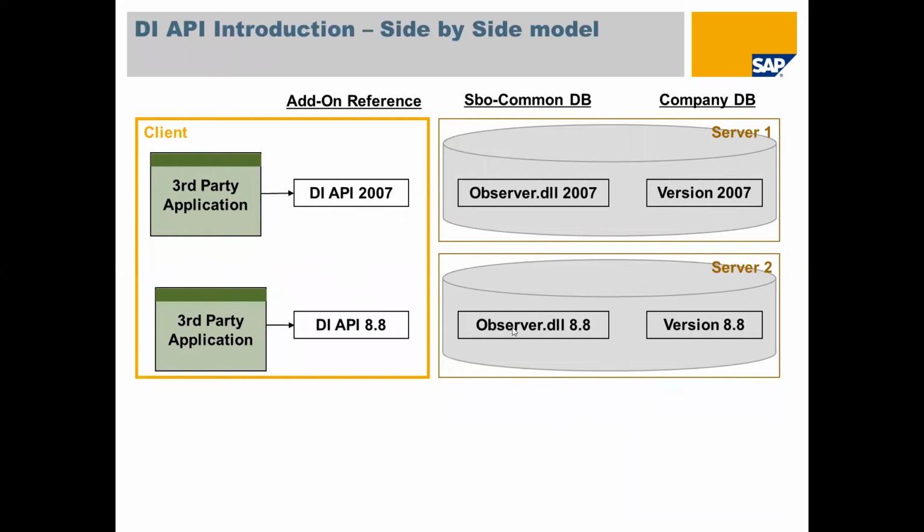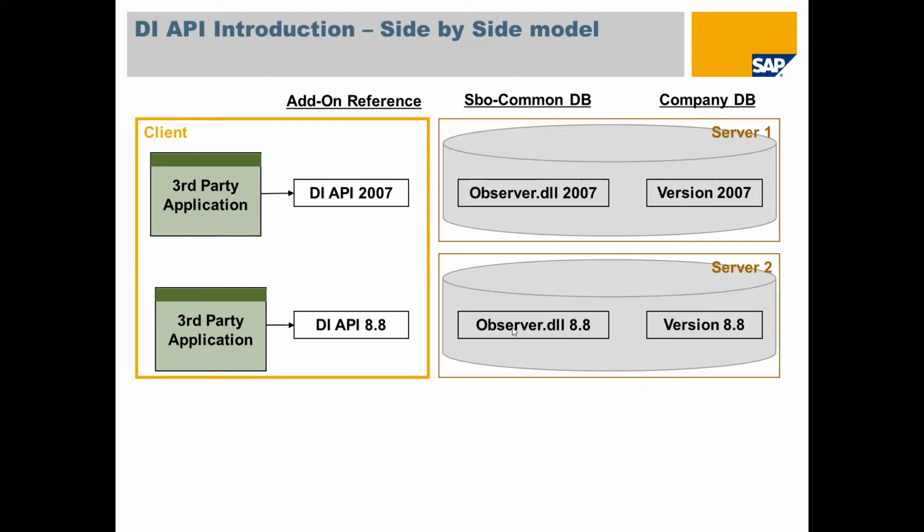So next is the side-by-side model. So the DI API's version should be equal to the company version or lower than that. For example, if the company version is 8.8, then the DI API version can be 2007 or 8.8. Maximum is the company version. So the observer DLL version will be equal to the company version.